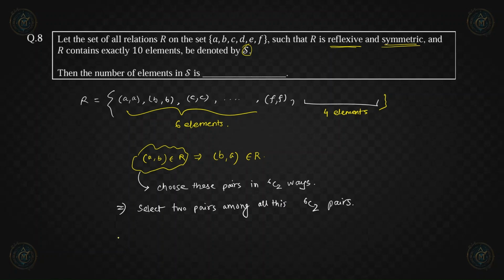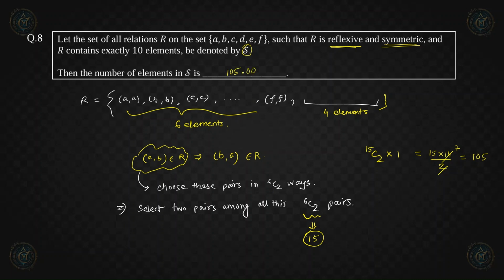Now let us count the number of relations using this. We have 6C2 equal to 15. So we have to select 2 pairs among these 15 pairs. That means 15C2 times the number of ways of choosing these 6 elements, which is 1, because these elements are fixed and we cannot alter them. So the total number of ways here will be 15C2, which is 15 into 14 divided by 2, and this comes out to be 105.